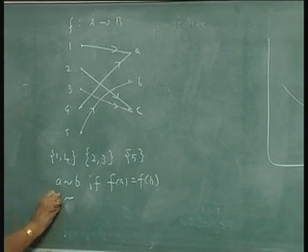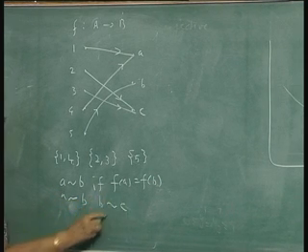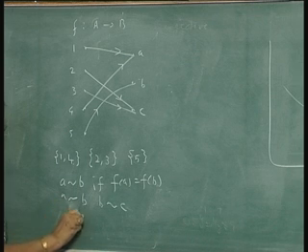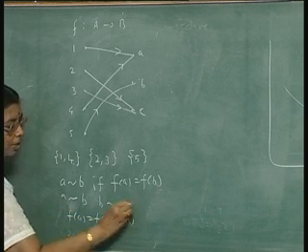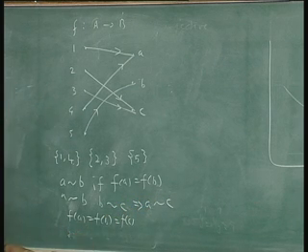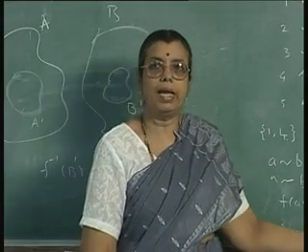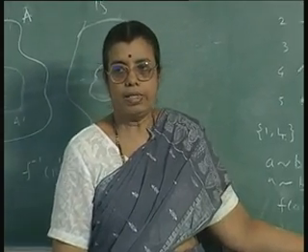And if A is related to B, f of A is equal to f of B, and if B is related to C, that means f of B is equal to f of C. So, f of A equal to f of B equal to f of C. So, from this you can conclude A and C are related. So, this satisfies the transitive property. So, all these three properties, reflexivity, symmetry and transitivity, are satisfied. So, this is an equivalence relation.